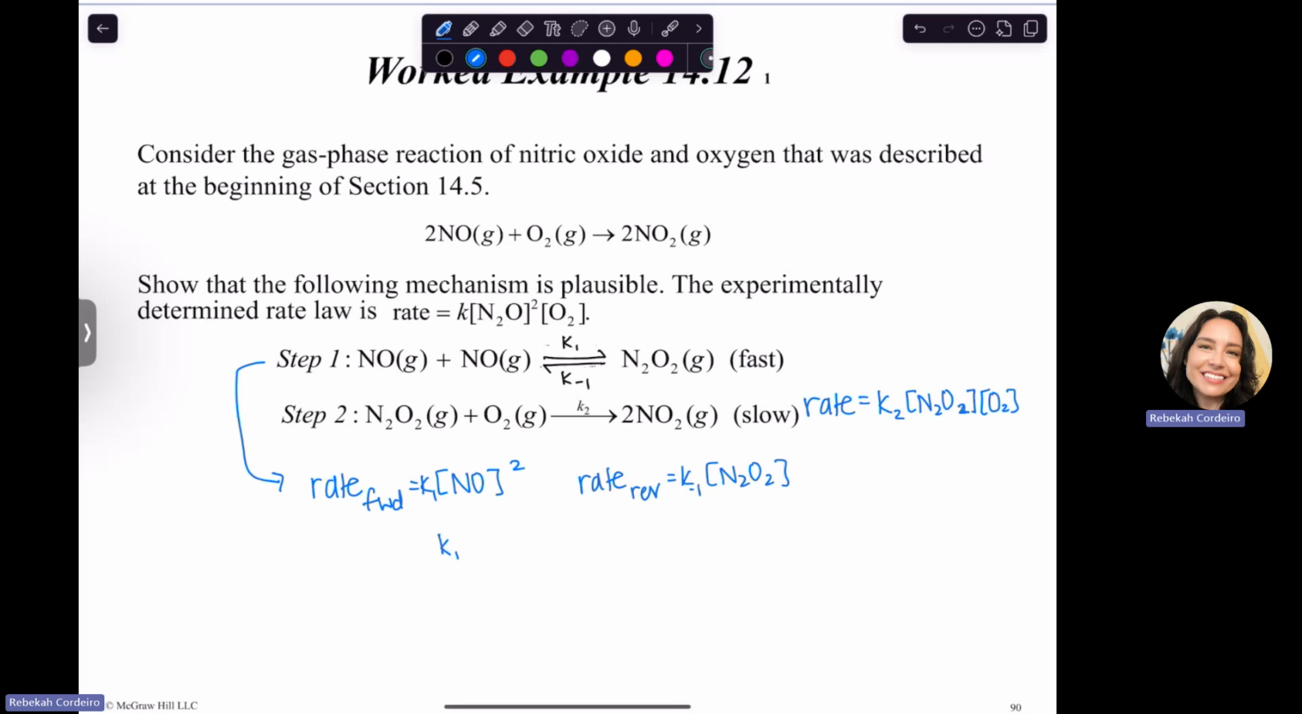So we can say K1 times NO squared. Now the reason I'm putting a 2 here is because there are 2 of them. There's 1, there's 1. So if I put NO next to NO, that's just going to be NO squared. And then I can say that's equal to K negative 1 times N2O2. Well, N2O2 is what I have that I don't want. So if I can solve this for N2O2, I can plug it in here. I can do a substitution. So let's divide both sides by K to the negative 1.